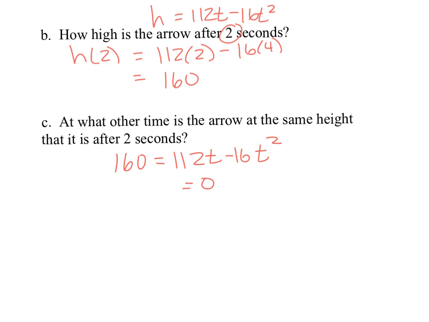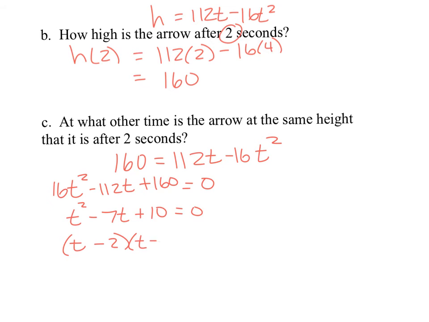I'm going to get 0 on one side: 16t squared minus 112t plus 160, divide by 16, factor. So at what other time? We got t equals 2, which we knew, and then t equals 5.